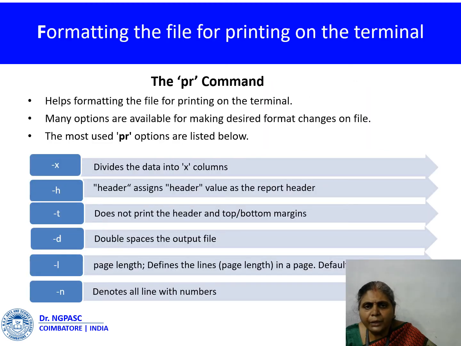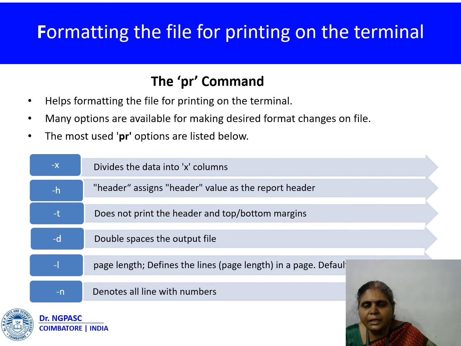Before taking the printout, if you want to format the content which is there in your file, that is possible with the help of a command known as the pr command. It helps format the file for printing on the terminal. Many options are available for you. You can make use of them so that you can change the format as per your wish. The most popularly used pr options are given here: X, H, T, D, L and N.